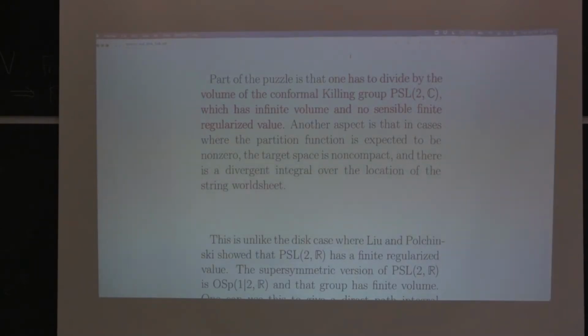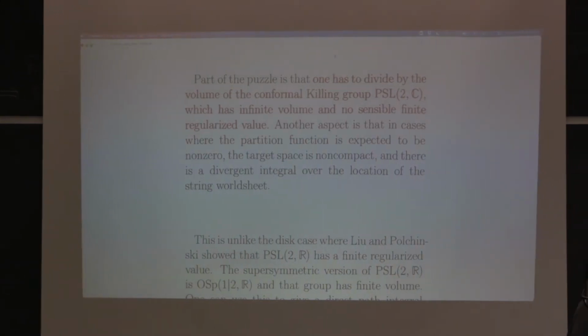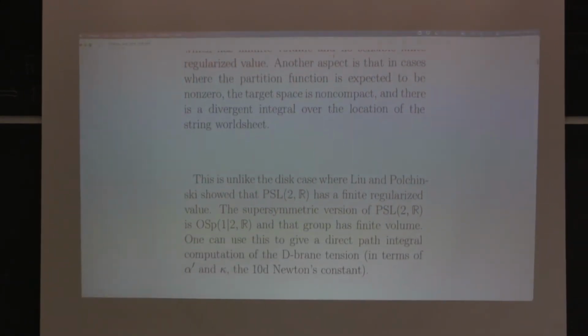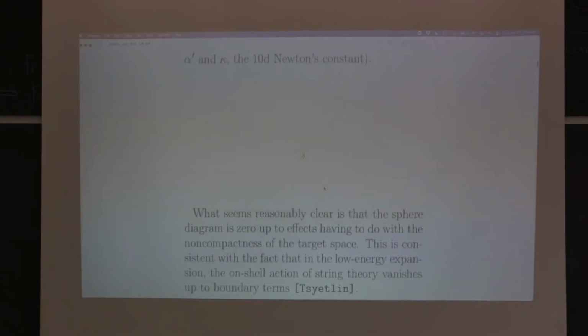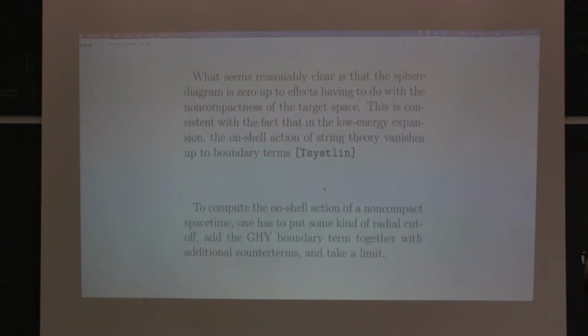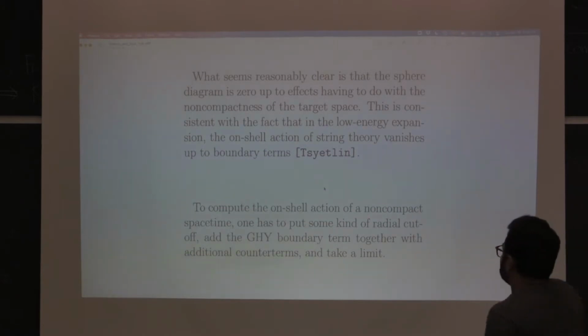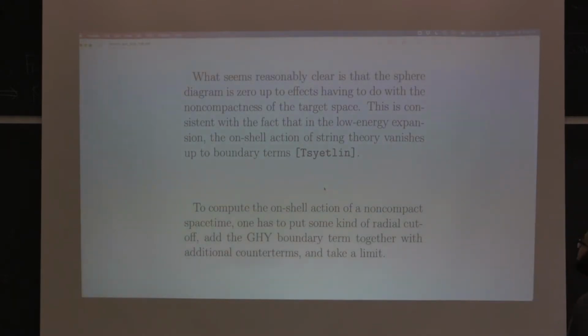So the sphere partition function is not interesting for compact target spaces, but most interesting target spaces are non-compact. So that's another comment. And this is actually unlike the disk. Let me omit this comment for now. I can come back to it later if people are interested. So what seems reasonably clear is that the sphere diagram is 0 up to effects having to do with the non-compactness of the target space.